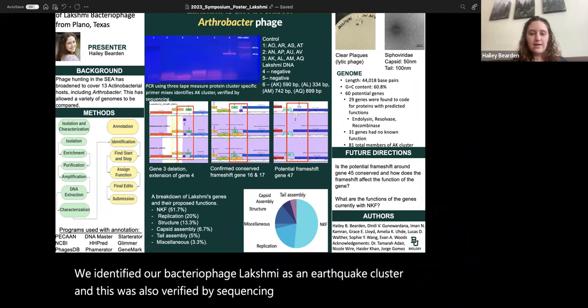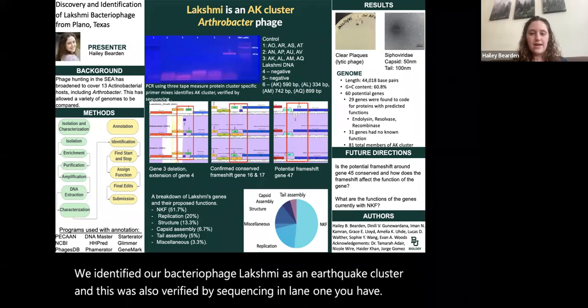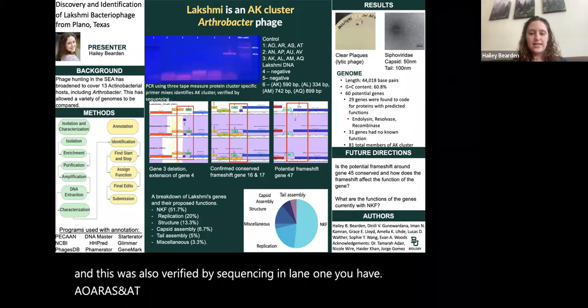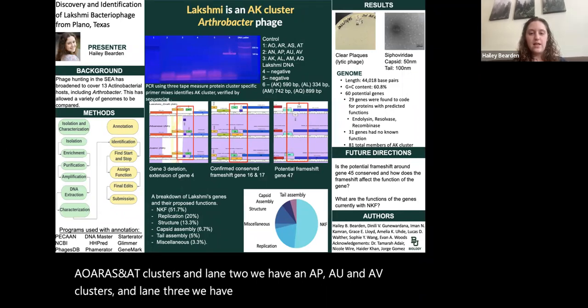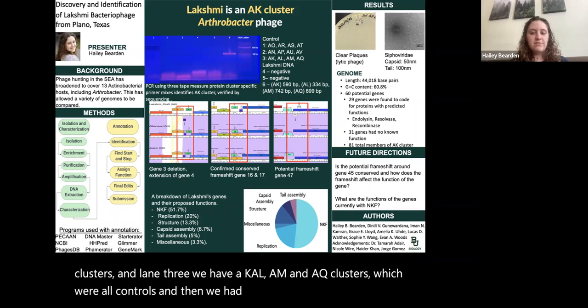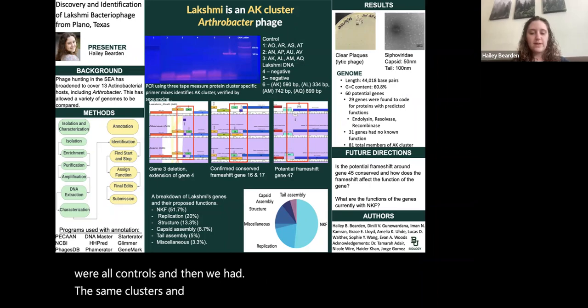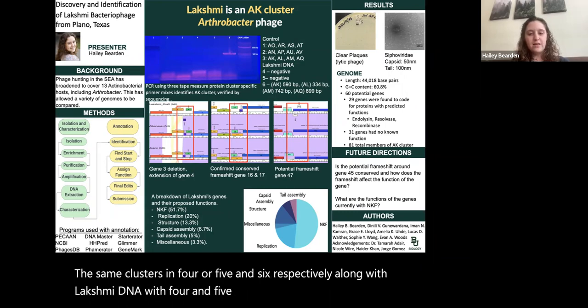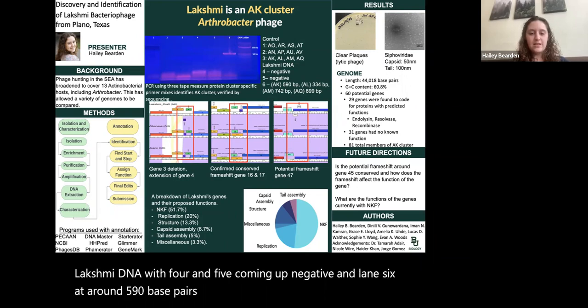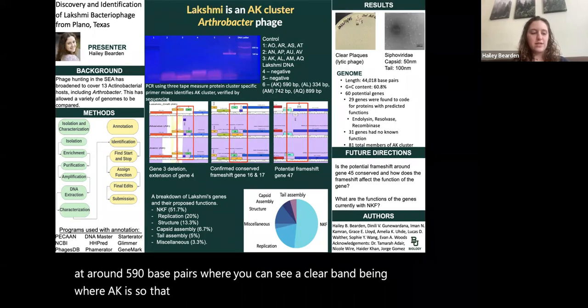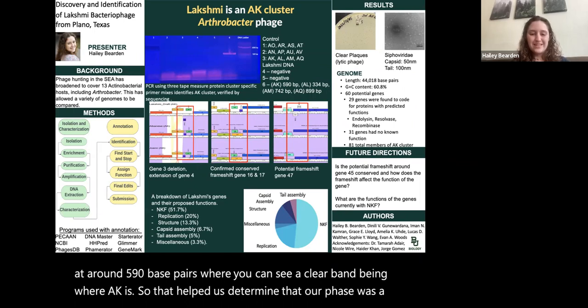In lane 1, you have AO, AR, AS, and AT clusters. In lane 2, we have AN, AP, AU, and AV clusters. In lane 3, we have AK, AL, AM, and AQ clusters, which were all controls. And then we had the same clusters in 4, 5, and 6, respectively, along with Lakshmi DNA, with 4 and 5 coming up negative, and lane 6 at around 590 base pairs, where you can see a clear band where AK is. So that helped us determine that our phage was an AK phage.